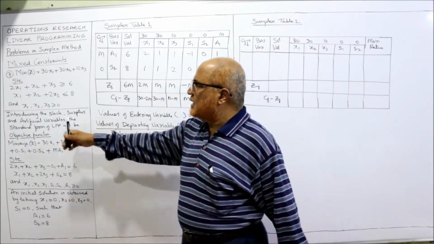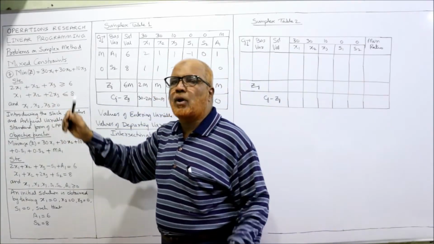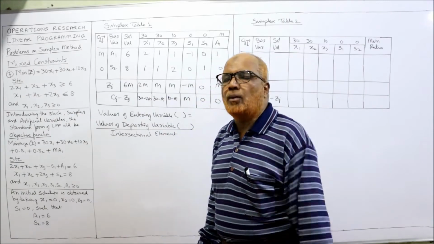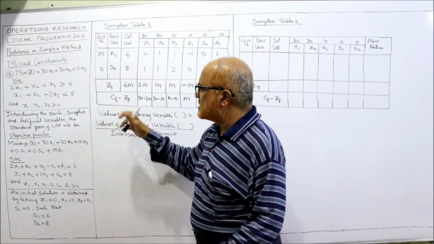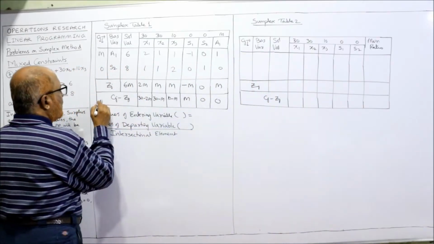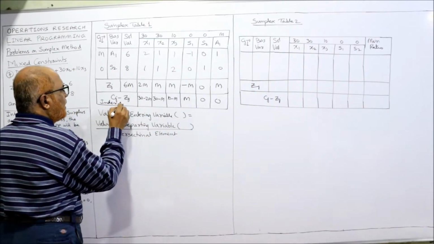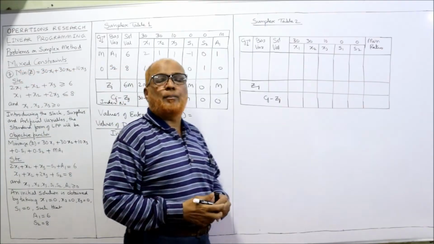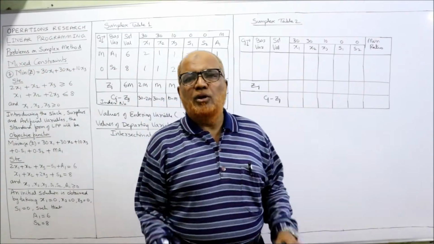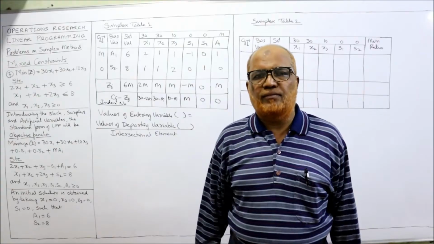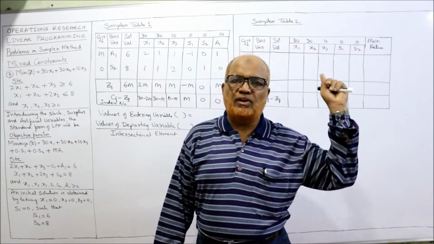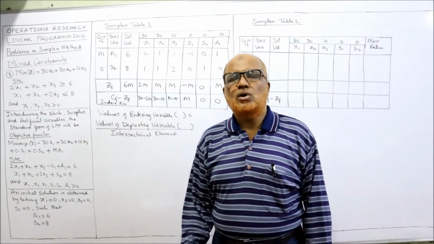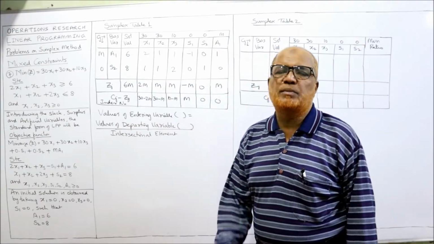For the optimality test, if the problem is minimization, the optimality test says all the index row elements, this is the index row, should be zeros and positives. No element should be negative. If there is a negative element, this is not the optimum solution. We have to make another table. So the most negative should be selected.